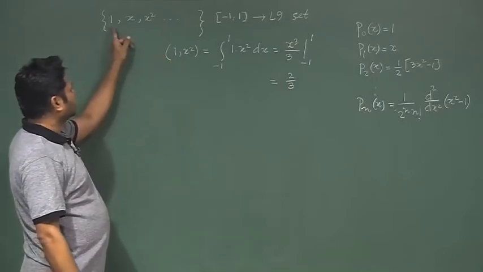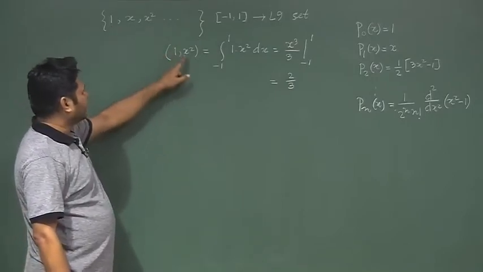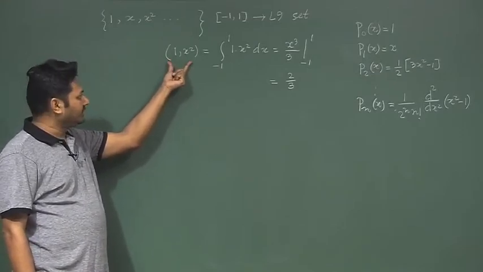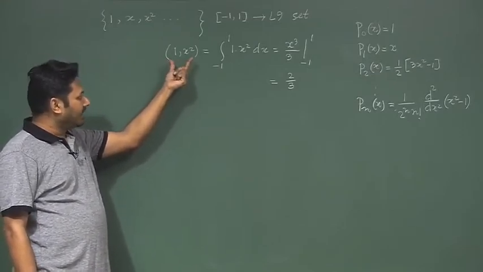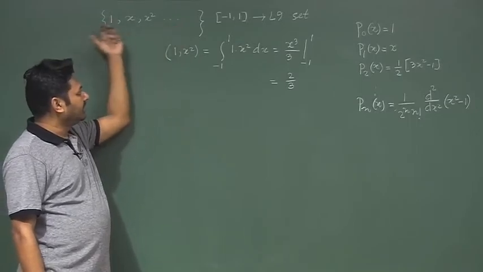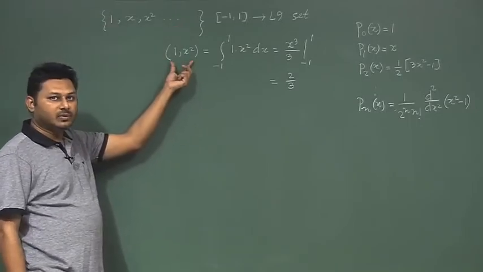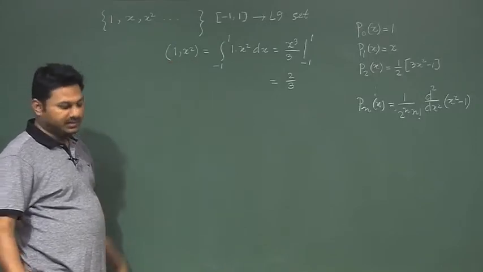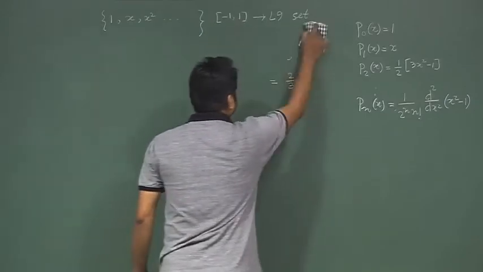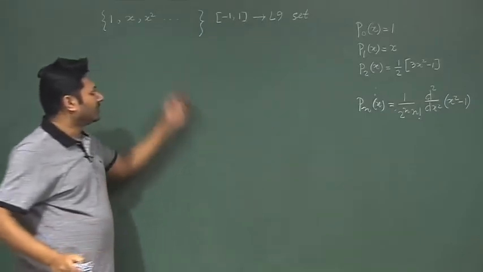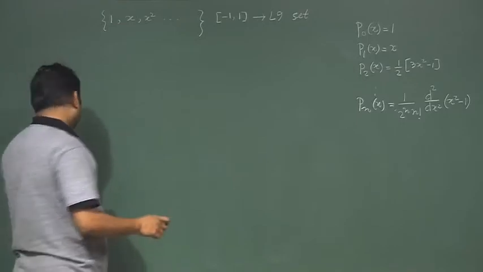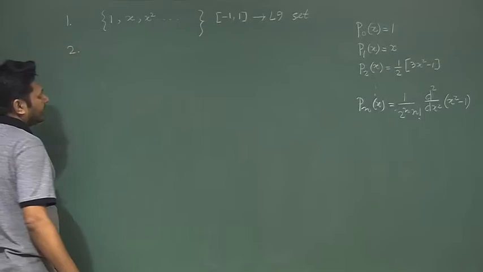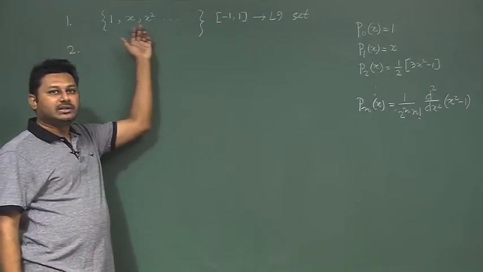1 is a function and x squared is a function. I just take these two functions and try to find the inner product between them. If the inner product is 0, then we can say they are orthogonal to each other, but here it is not equal to 0, so they are not orthogonal, but they are linearly independent. If you calculate the Wronskian, you can readily figure it out. So, this is one kind of linearly independent set, and you can expand a function in terms of this.